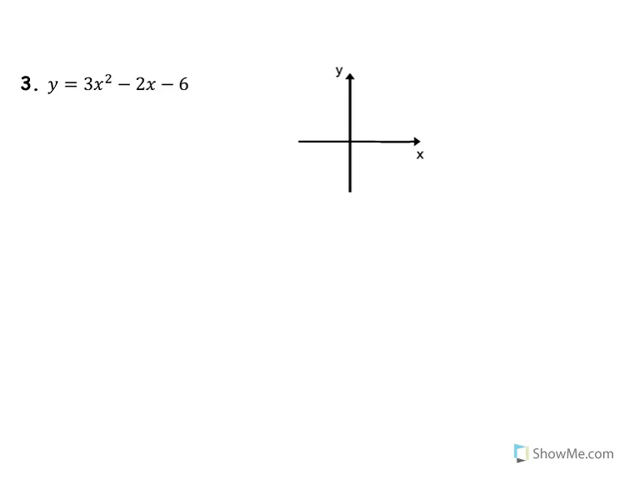Number 3, write A equals, B equals, C equals. A equals what? 3. B equals what? -2. C equals? -6. Perfect. Do the math. B squared minus 4AC.